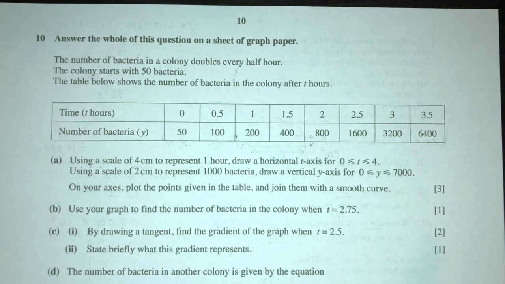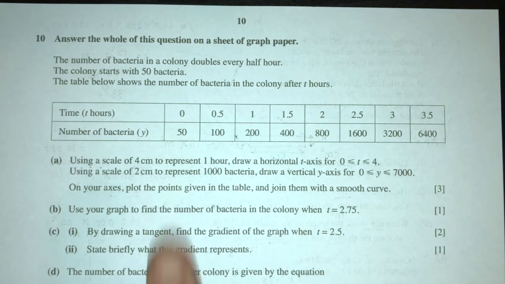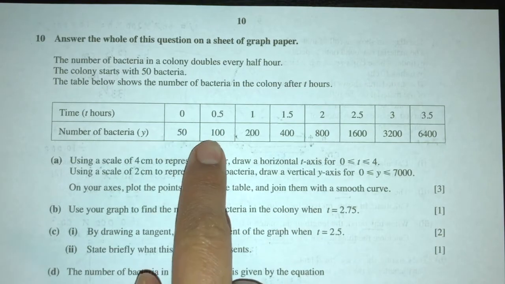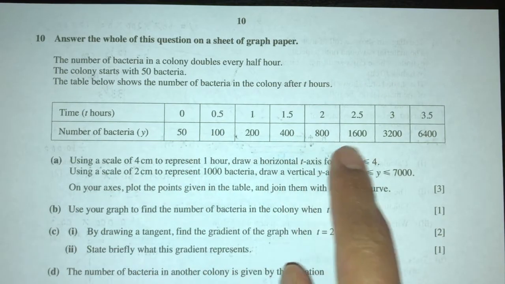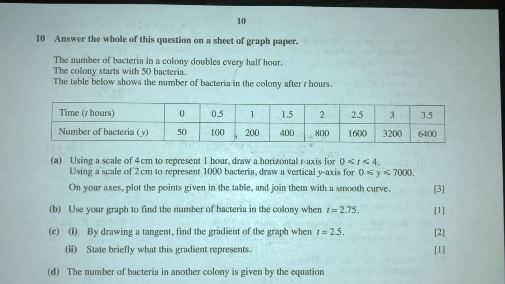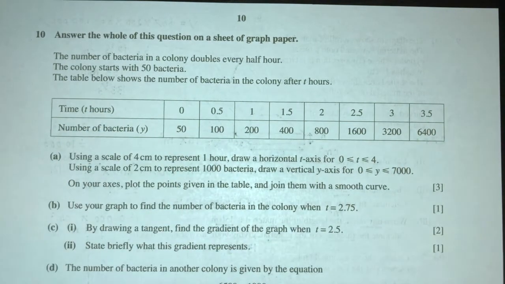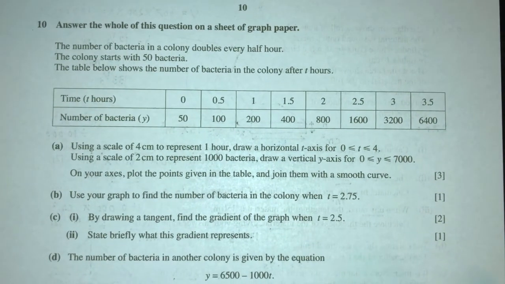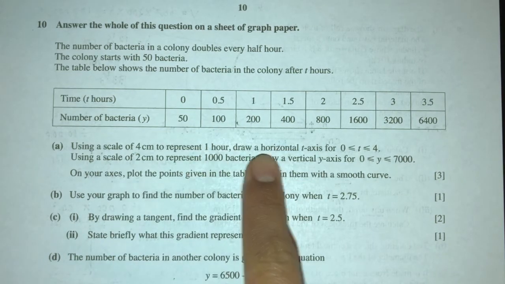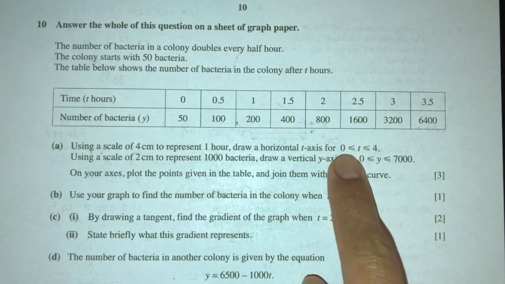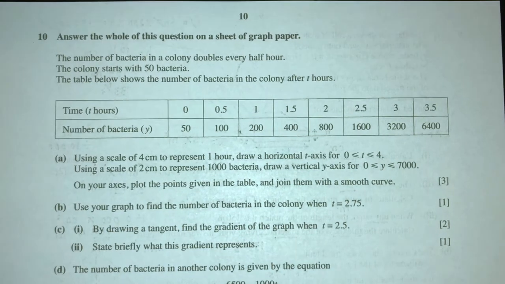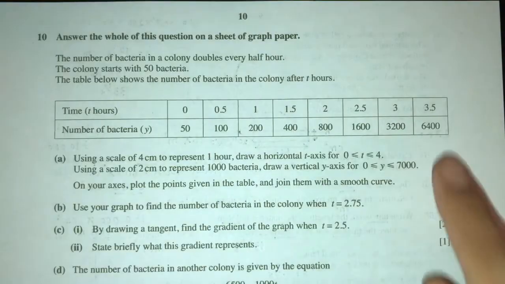The number of bacteria in a colony doubles every half hour. As you can see, after every half hour it becomes twice. Times 2, times 2, times 2, times 2. Keep going on. The table below shows the number of bacteria in the colony after T hours. Now part 1. Using a scale of 4 centimeter for 1 hour, draw a horizontal axis from 0 to 4. So let's do that. So pretty easy. First thing is 4 centimeters for 1 hour. So we need 3.5 hours.